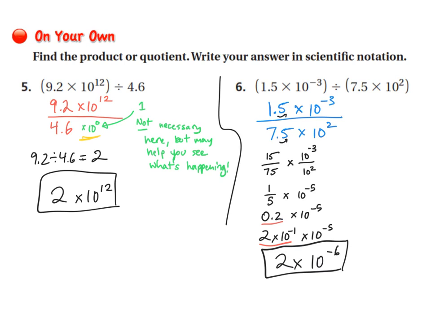On the right, I wanted to just point out when I had 1.5 over 7.5, I multiplied both of those by 10 when I went from the first step to the second. I knew to reduce that to 1/5, and I knew that 1/5 is 0.2. So that's sort of that progression. This one you did have to convert to scientific notation since 0.2 is less than 1. This is not in scientific notation. So you had to convert that over to scientific notation here.